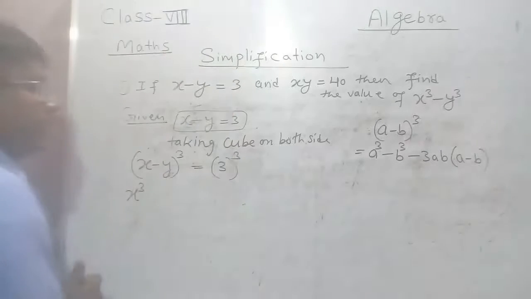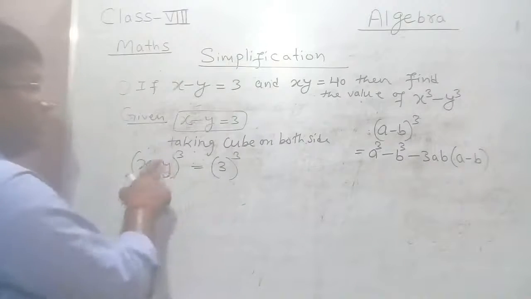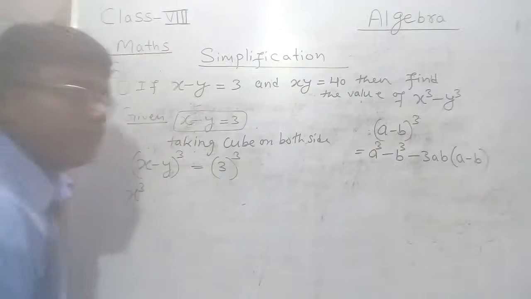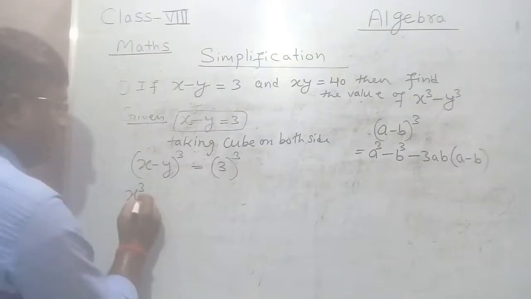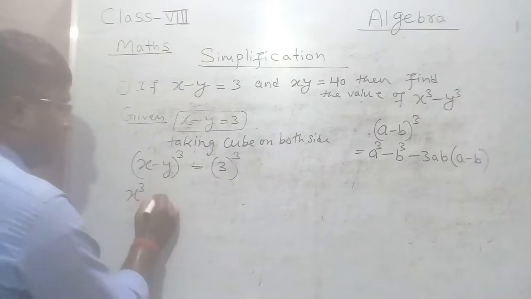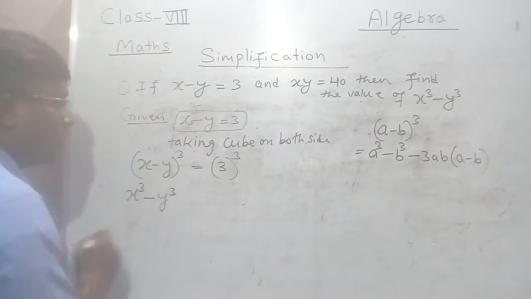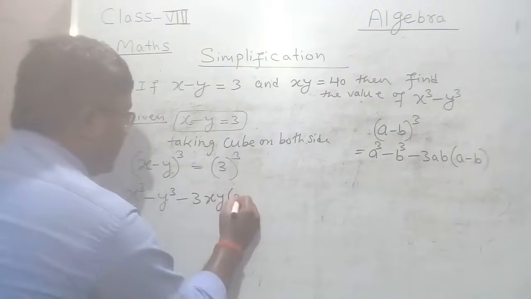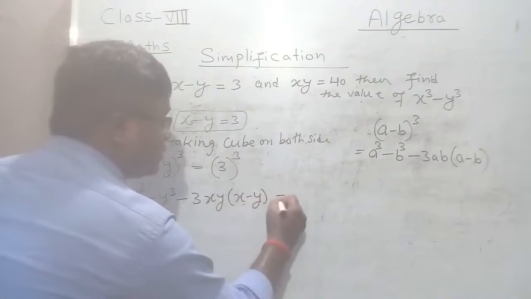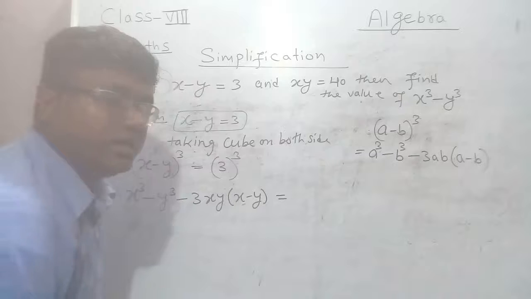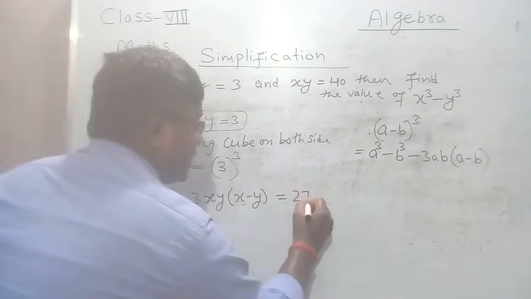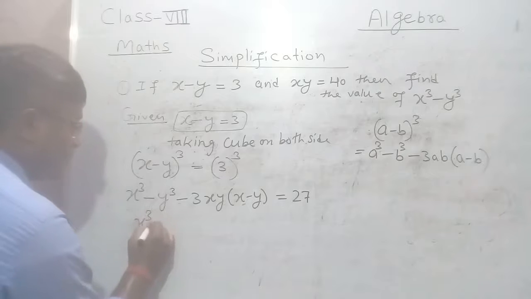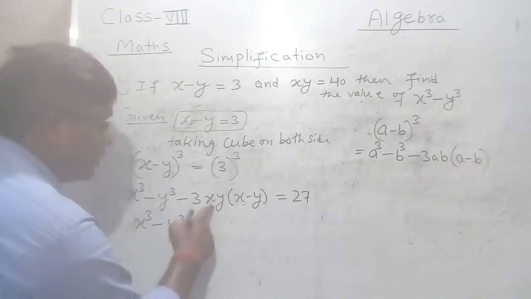The same formula we are going to use here, but here in place of a there is x and in place of b there is y. So we'll just write the formula: x cube minus y cube minus 3xy in bracket x minus y is equal to 3 power 3, which is 27.